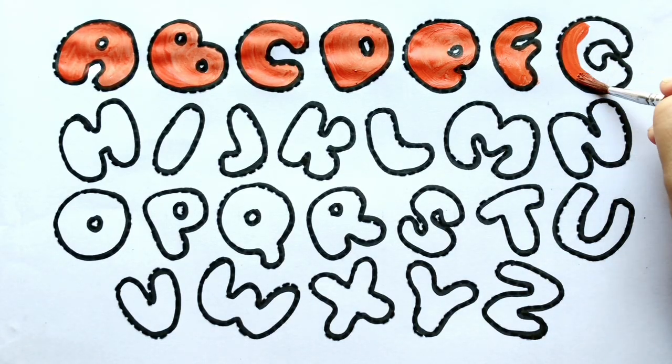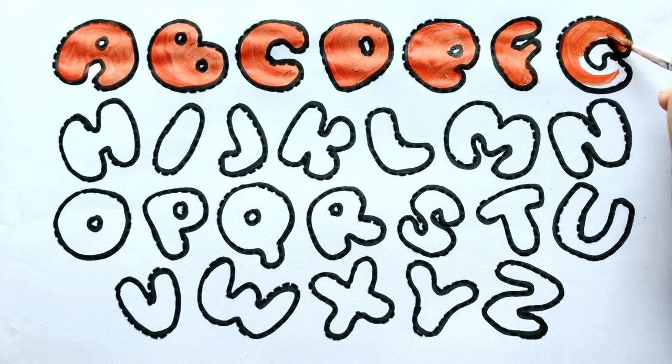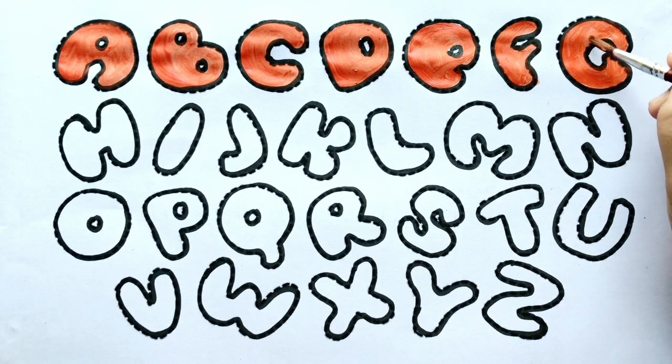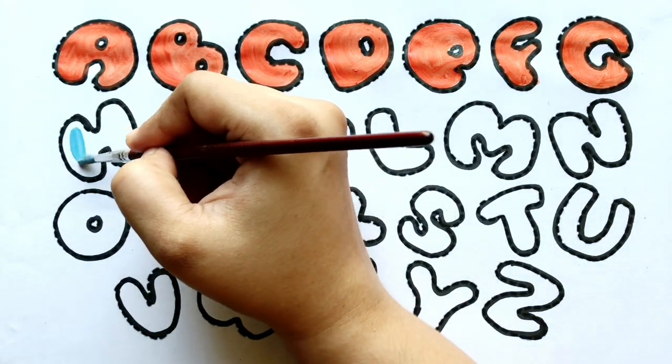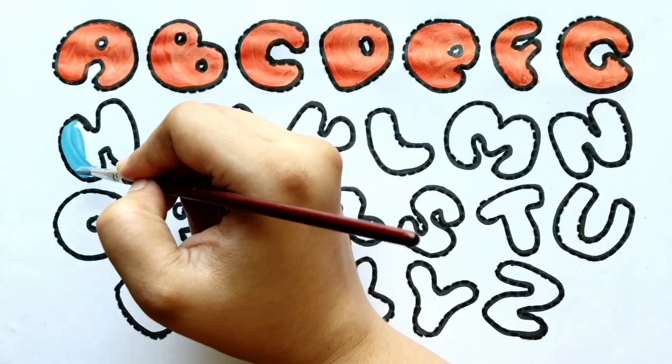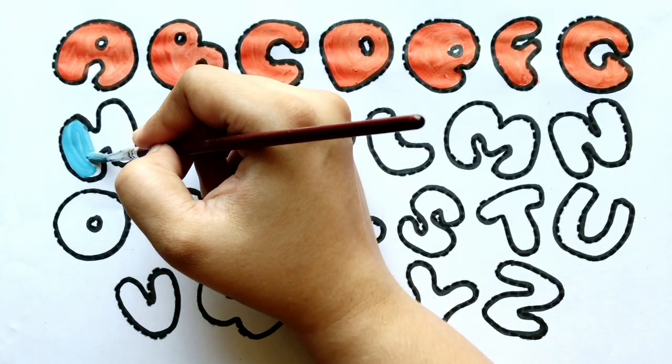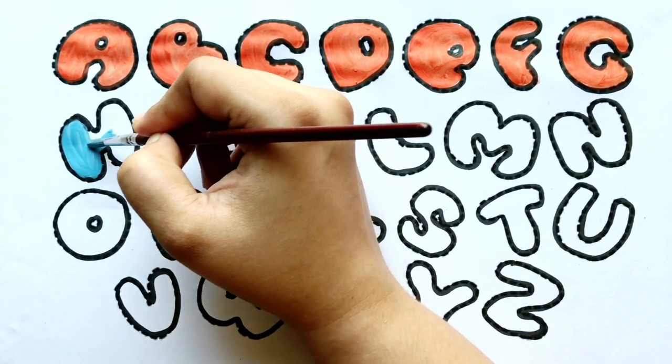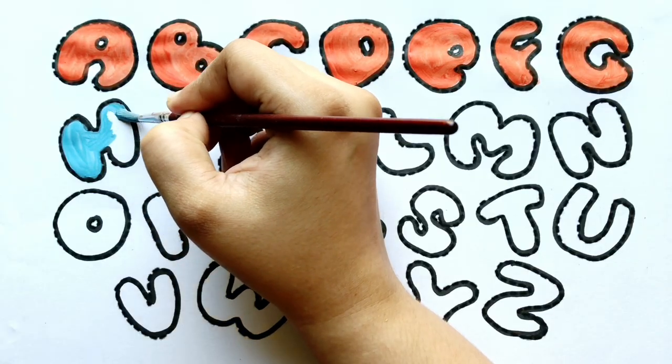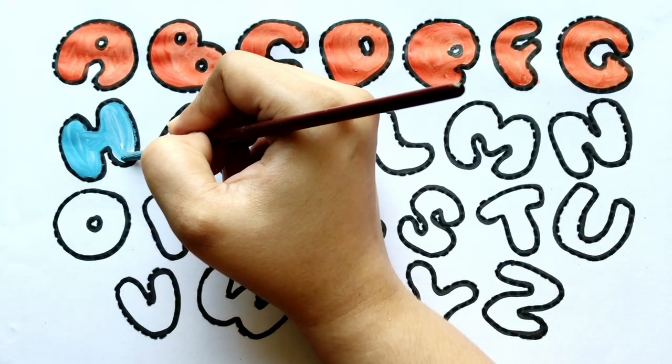G for grapes. A B C D E F G H I J K L M N O P Q R S T U V W X. Light blue color. H for hogs. Now I know my ABCs. Next time, won't you sing with me?